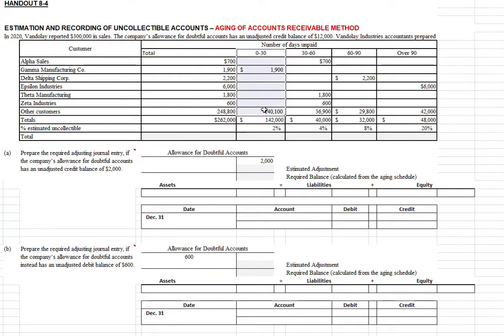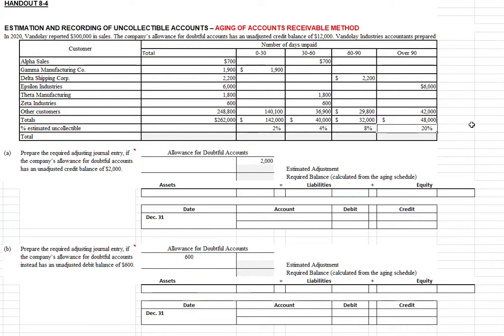We've got receivables that are basically current. They're due anytime between now and the next 30 days. We've got receivables that are broken down into due in 30 to 60 days, 60 to 90 days, and then of course those that we're less likely to collect, over 90 days past due. And notice, we're going to use a different estimated percentage for the collectability of each one of these.